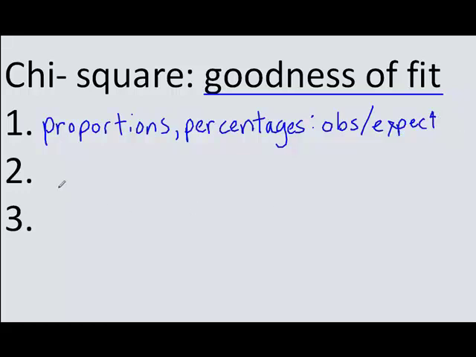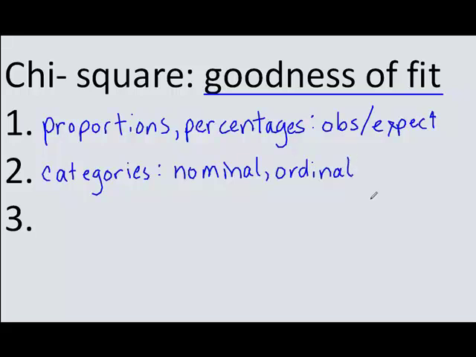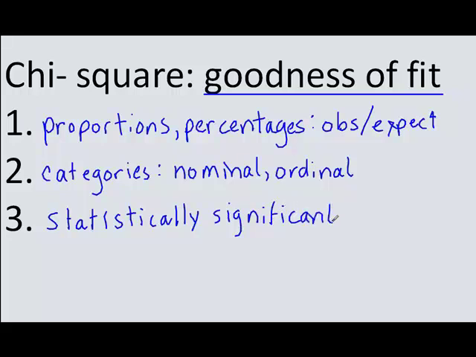Those rows are going to be the second part that makes something a chi-square, that they are categories. Whether nominal, as in names with no order, or ordinal pieces of data, where there's some order, but there's definitely no numbers. And with any statistical test, we're looking for the inferences from a sample to a population that are statistically significant. Let's try one.